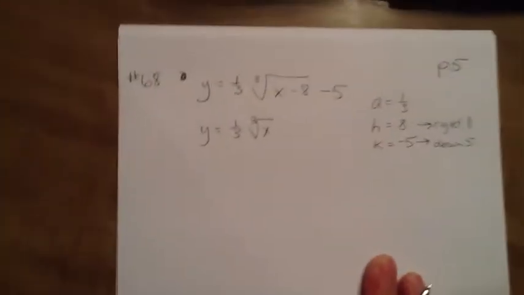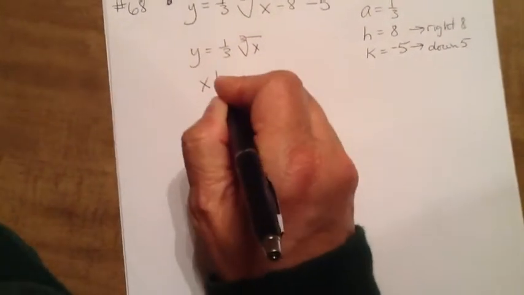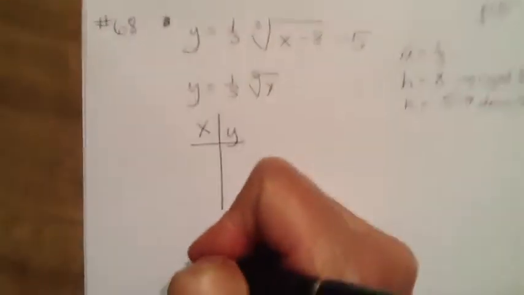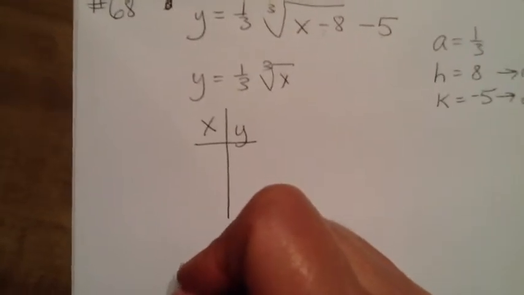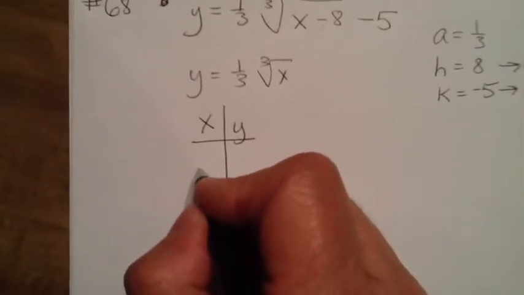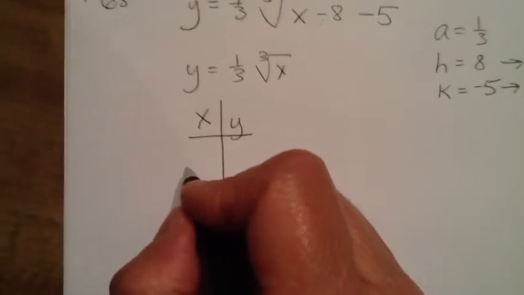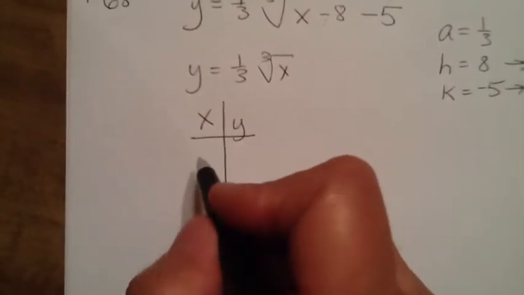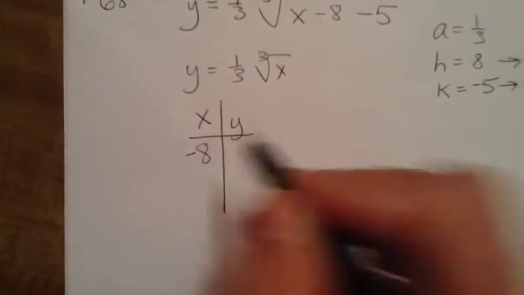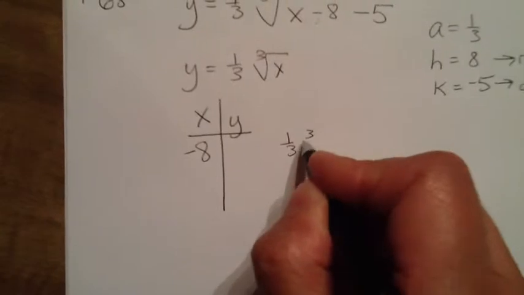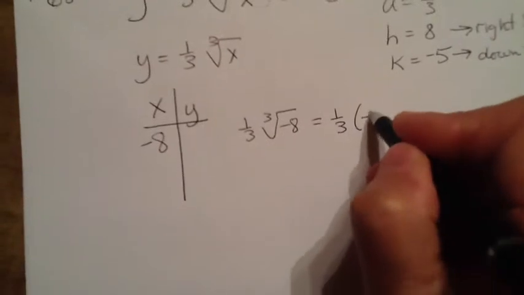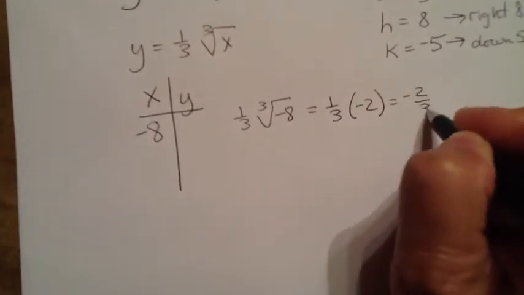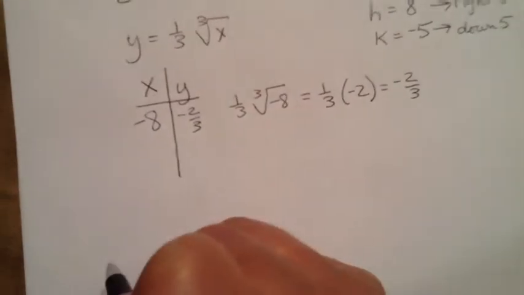All right, so now I'm going to plot my basic. And again, it's a cube root, so I can use values that are perfect cubes. Let's see. 27 is a little big, so let's do 8. I'm going to say -8. And now I'm going to go 1/3 the cube root of -8. That's going to be 1/3 times -2, which is -2/3. That's the point that's going to go there.